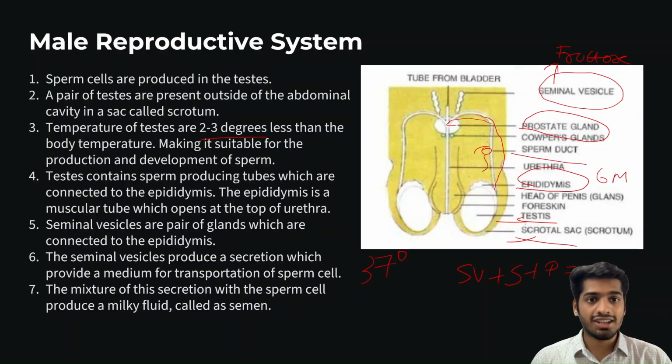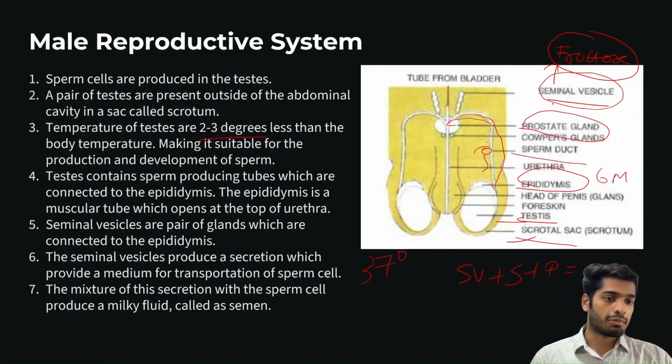So this energy is given by the seminal vesicle in the form of fructose. Fructose is nothing but a sugar which is going to give energy for your sperm cells to swim. The seminal vesicles are also in a pair, right side and left side. Now all these structures are going to open inside your prostate gland.